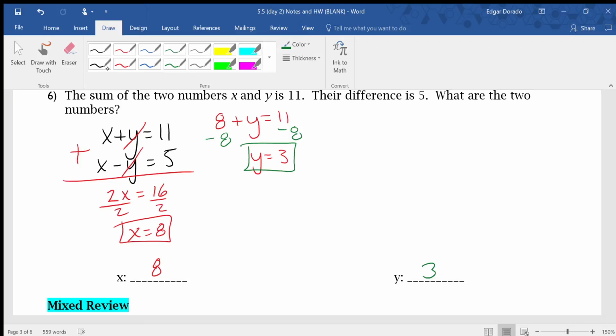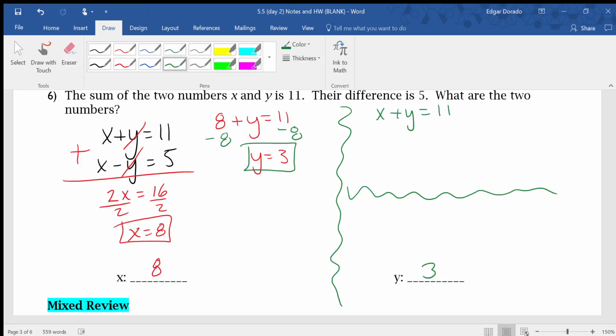Let's verify, make sure that's true. Let's try both scenarios out. So let's try out both of my equations. So x plus y equals 11. If I substitute in my numbers, I get 8 plus 3 equals 11. And is that true? Is 11 equal to 11? Yes, it is. Let's try out the bottom one.